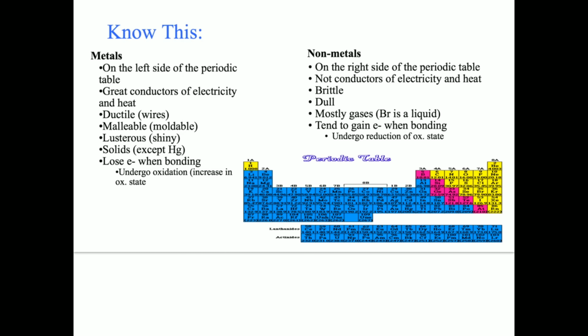Nonmetals form anions or negative ions by gaining electrons. The process of gaining of electrons is called reduction because the oxidation state or ion charge is reduced. Recall that atoms always have a charge of 0. So if we go from a 0 to a negatively charged ion, our charge is reduced.